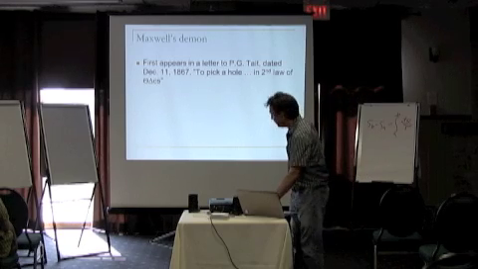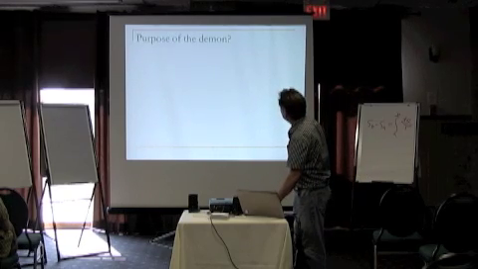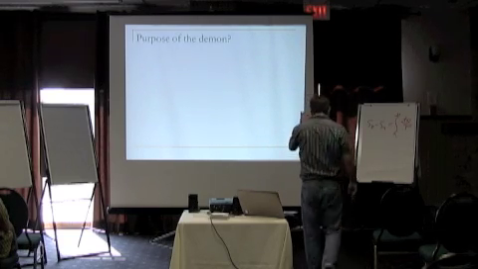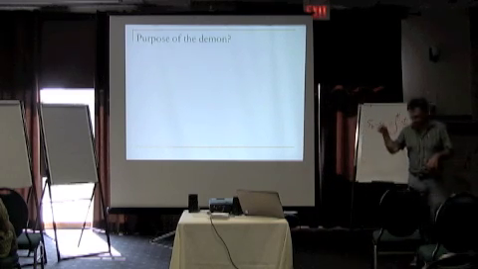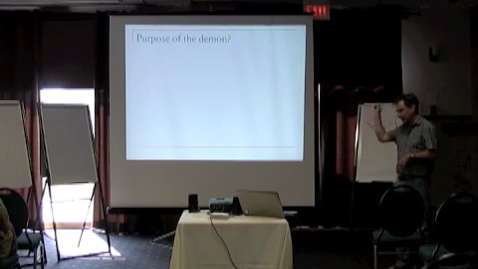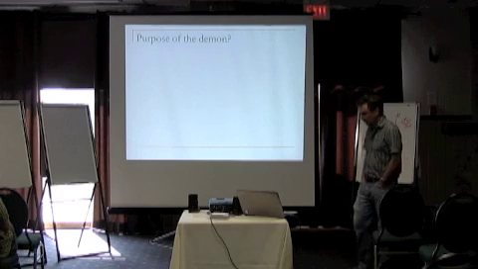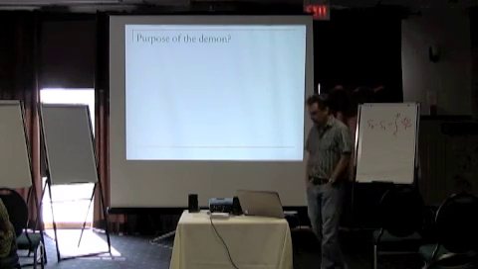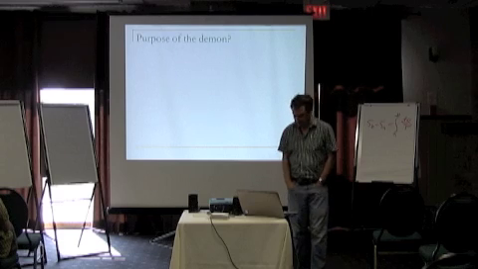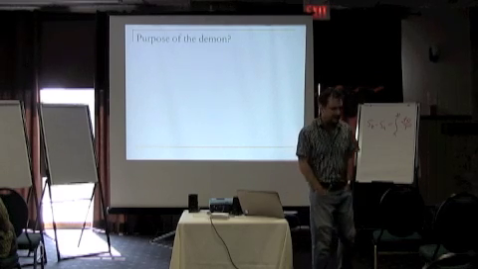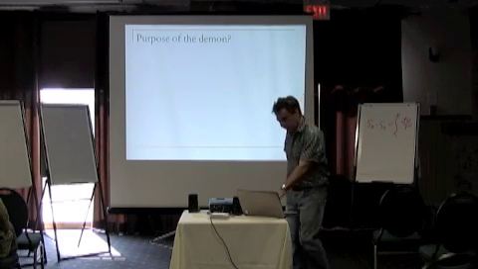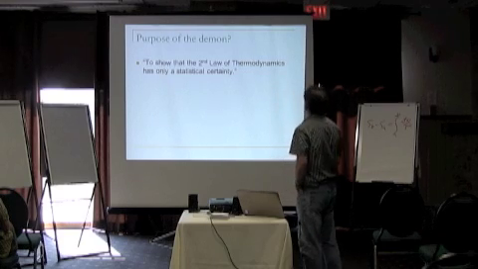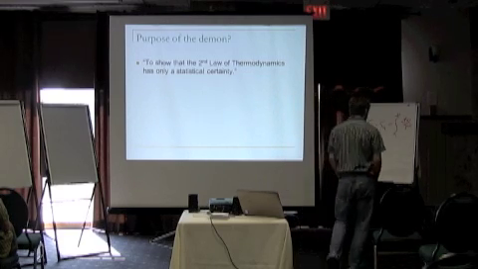So now there's an undated letter from Maxwell to Tait, sometimes called the Catechism Concerning Demons. And it says, what are they? They're very clever beings that can manipulate individual molecules. Who first gave them this name? Thomson. What's their purpose? To show that the second law of thermodynamics has only a statistical certainty.